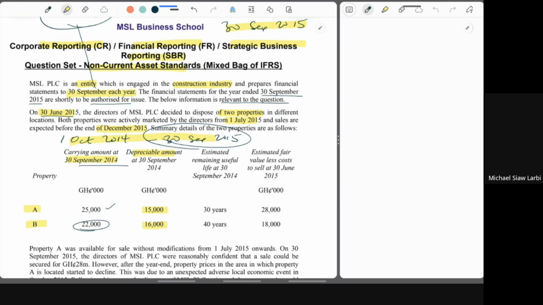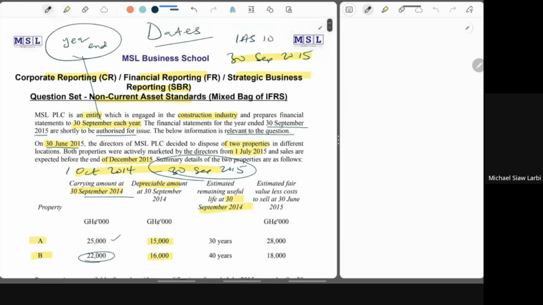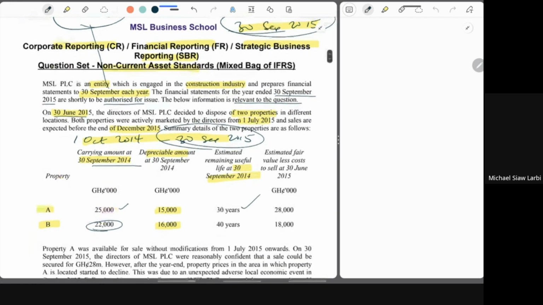Okay. Then we are told that as at 30th September 2014, once again, the dates are important, right? Our current year end we are making reference to is 30th September 2015. So as at last year end, property A had a remaining useful life of 30 years. Property B had a remaining useful life of 40 years. We'll need this for depreciation. Then we are given the same properties, property A and B, the estimated fair value less cost to sell as at 30th June 2015.